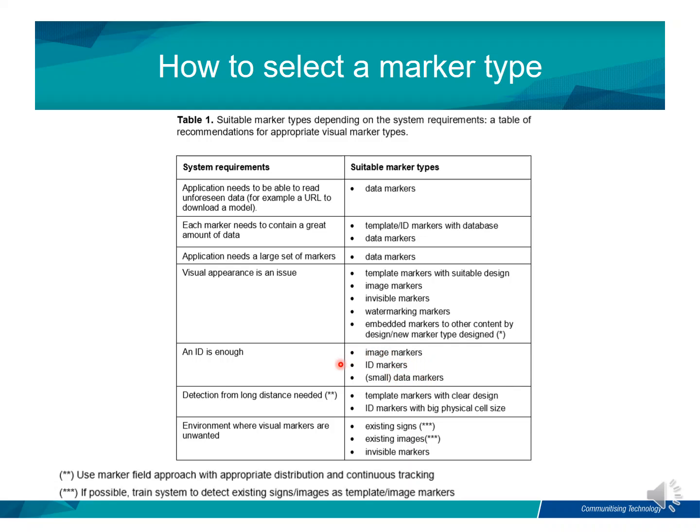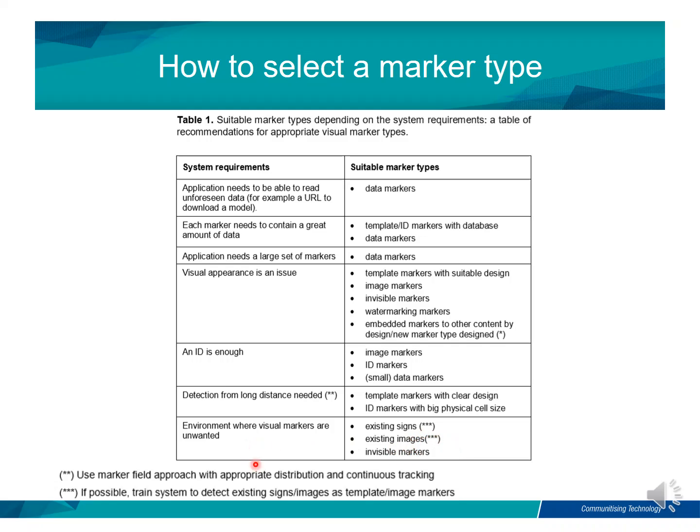Or if you develop a system that needs to detect from a long distance, the suitable marker type is template markers with a clear design. Because if we need to detect at a long distance, make sure that the template markers have a clear design, or ID markers with a big physical cell size can be used. And if you need to develop a system for an environment where visual markers are unwanted, we can use existing signs, existing images or invisible markers.